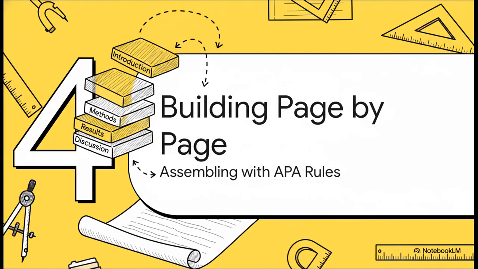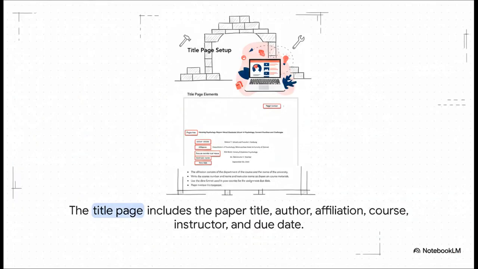Okay, with our rules of construction in hand, it's time to actually start building this thing. Let's walk through how to apply these APA rules to each part of your paper, one piece at a time. And construction always starts with the title page. Think of this as the grand entryway to your building.